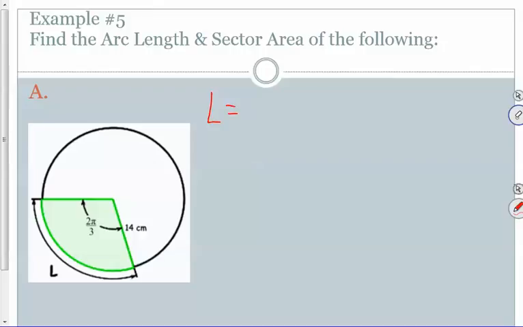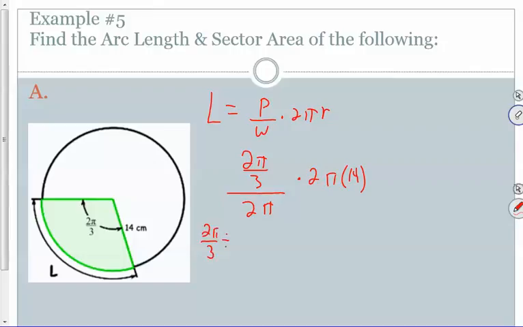So to get the length, length equals part over the whole times 2 pi r. What part do we have? Well, we have 2 pi over 3, and that's all over 2 pi, and we're going to multiply this by 2 pi times 14. Now, this is 2 pi over 3 divided by 2 pi over 1 times 28 pi. So this flips it, so you have 2 pi over 3 times 1 over 2 pi times 28 pi. The 2 pi's go away. You're left with 28 pi over 3 centimeters.